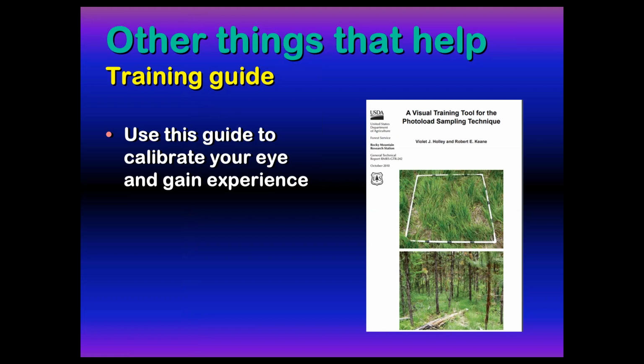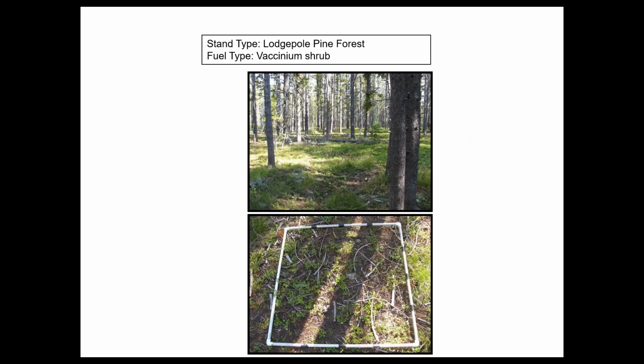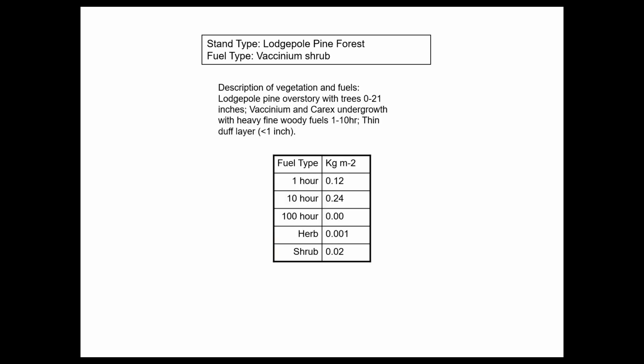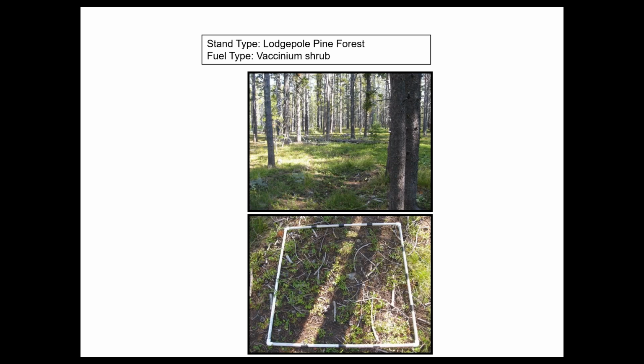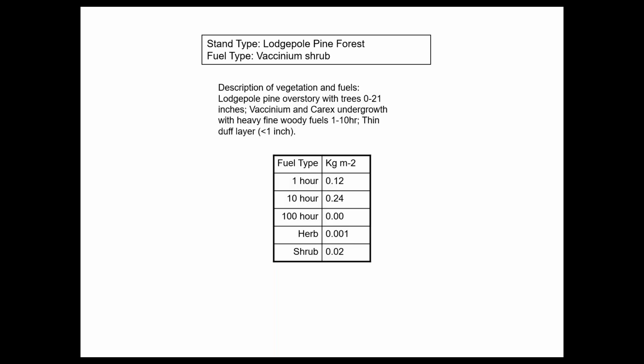So about 6 years ago, Violet Hawley developed this little visual training tool. In this training tool, we have a bunch of pictures like this, where we have a thing on the ground and what the stand looked like and so on. And in that 1 by 1 meter plot, we have what the loadings are. So you can go back to this 1 meter by 1 meter plot, calibrate your eye, and see if you were right or wrong.